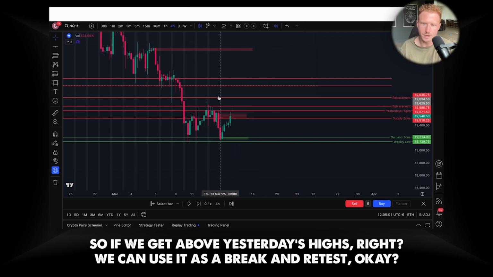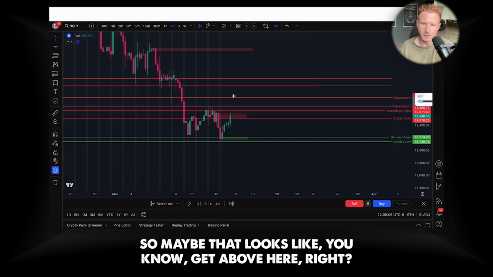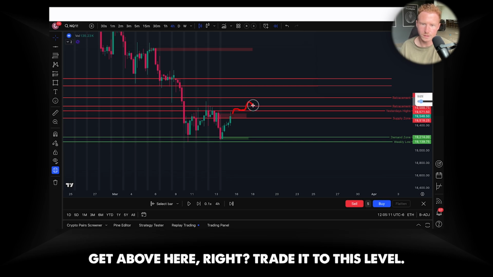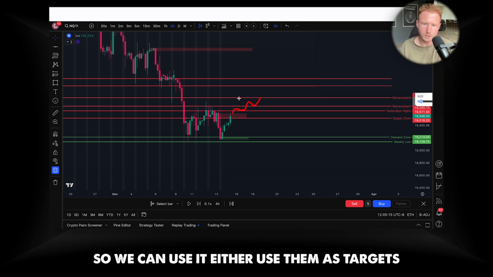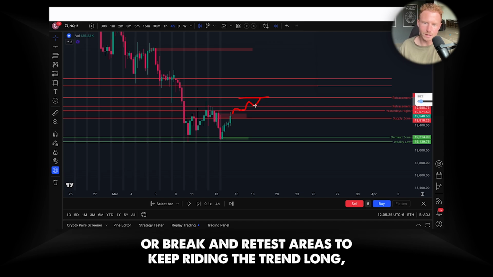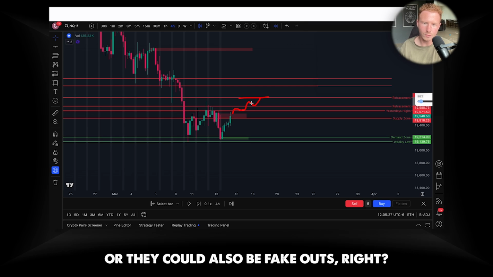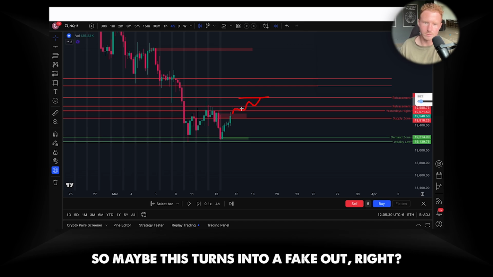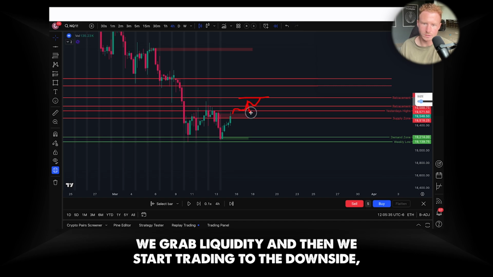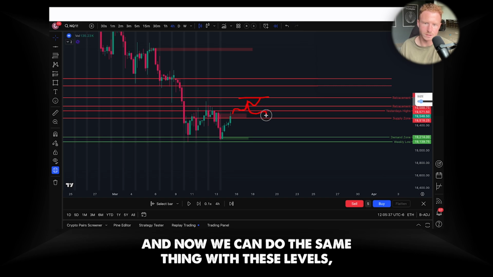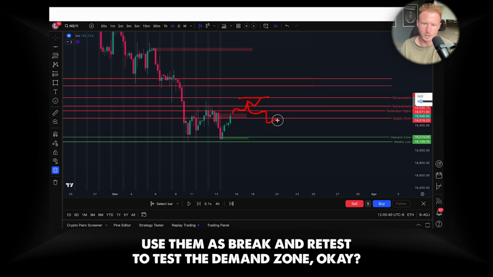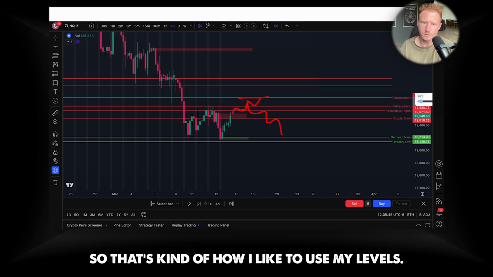So if we get above yesterday's highs, right, we can use it as a break and retest, okay? So maybe that looks like, get above here, trade it to this level, get above here, trade it to this level. So we can either use them as targets or break and retest areas to keep riding the trend long, or they could also be fake outs, right? So maybe this turns into a fake out. We grab liquidity and then we start trading to the downside. And now we can do the same thing with these levels, use them as break and retest to test the demand zone. Okay, so that's kind of how I like to use my levels.